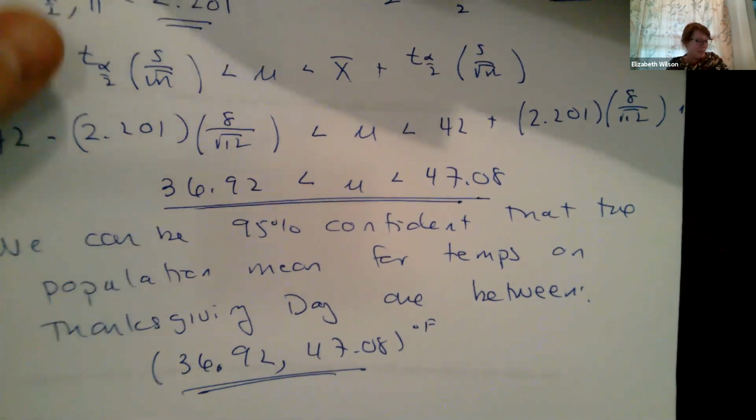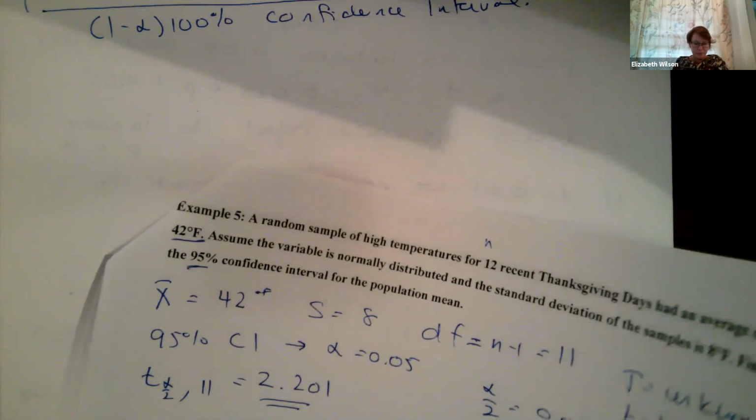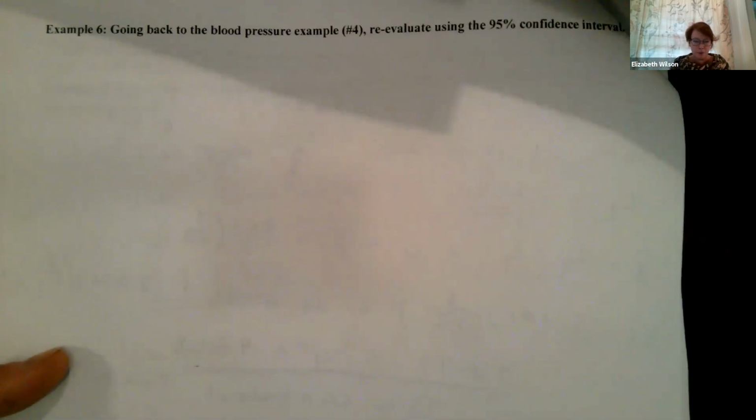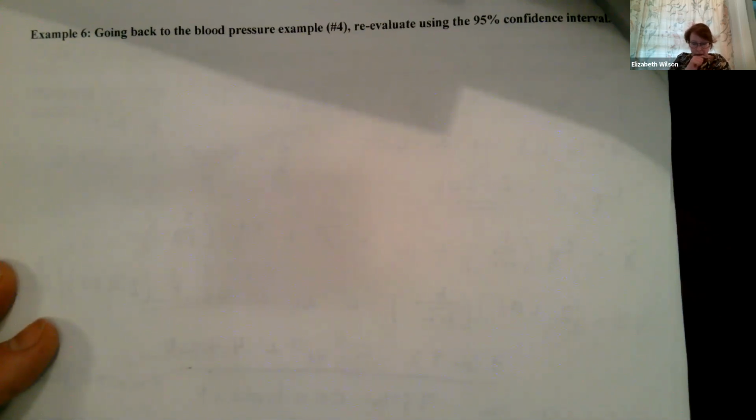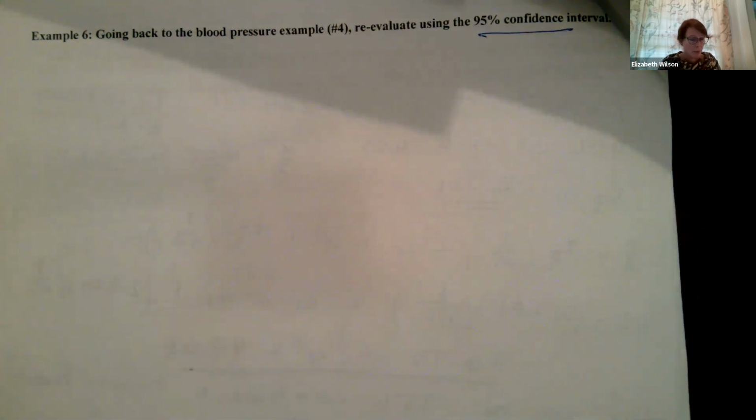Okay. All right, now our last example for the video is, let's go back to the blood pressure example that we just did, the Honolulu Heart Study. And we want to use a 95% confidence interval to help us make a decision, a hypothesis decision. Okay, so now let's write this down.